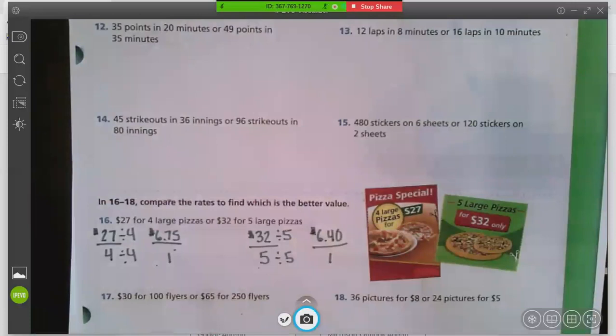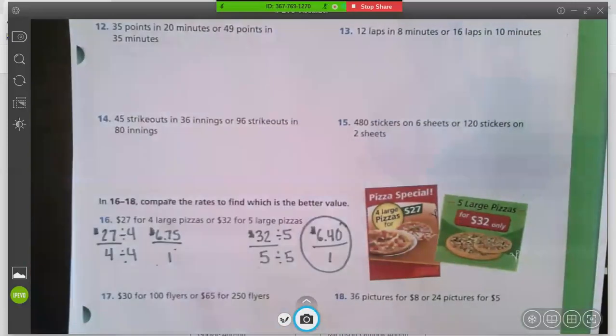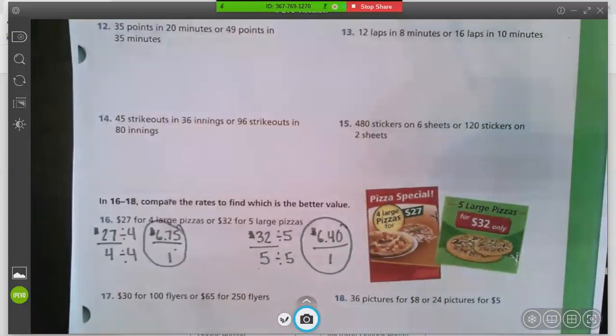The second one, the $32. $6.40. You're right. It's $6.40 for a large pizza, whereas this one is $6.75. So you're benefited by buying the extra pizza because it's about 35 cents cheaper. It is 35 cents cheaper, okay? Does anybody have any questions on anything we've gone over so far?